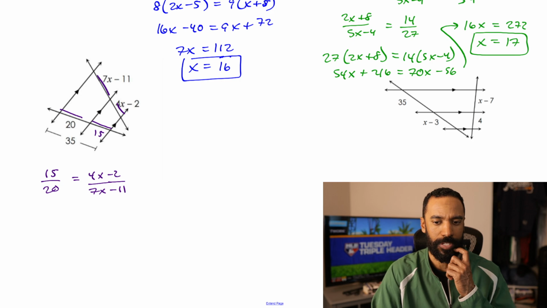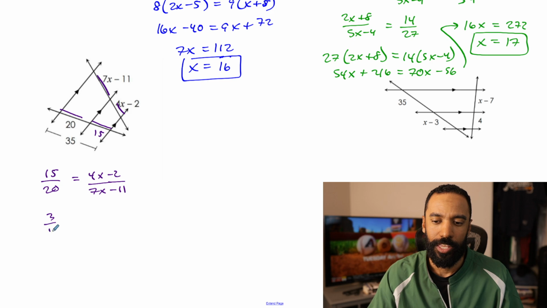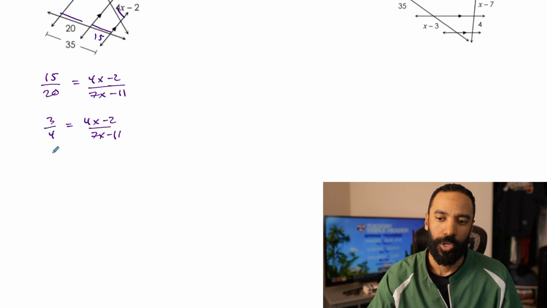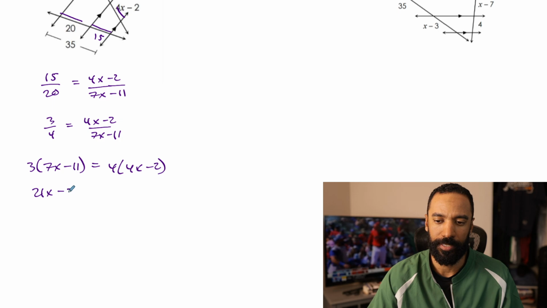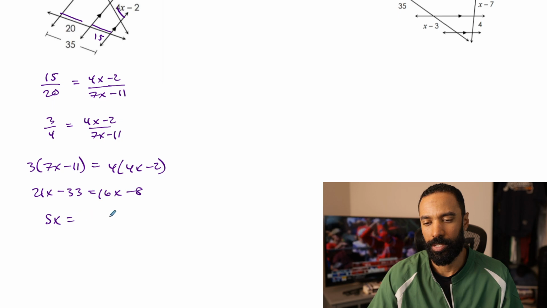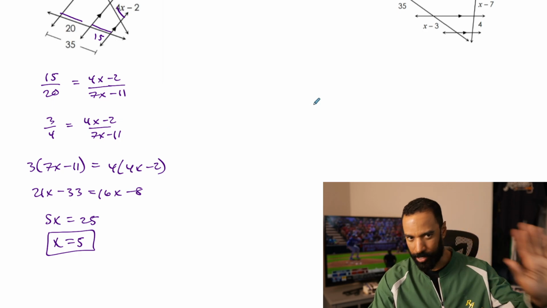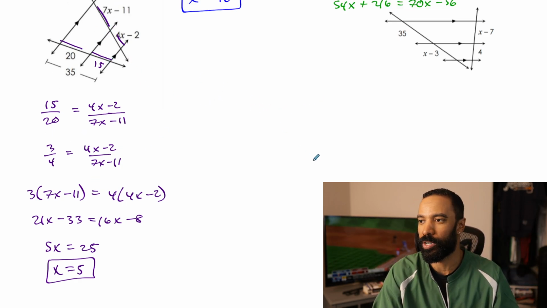I hope that you've learned that over the course of this hour 24 that I've done with you so far. This reduces to 3/4, much better kind of number than we had before, though we still have some work to do. Cross multiply, I get 3 times (7x minus 11) equals 4 times (4x minus 2). And let's rush through the algebra. 5x equals 25. X is 5. All right, and I get x equals 5. Please pause it if you want to do it for yourself. But it's that split side thing that still works out that way.